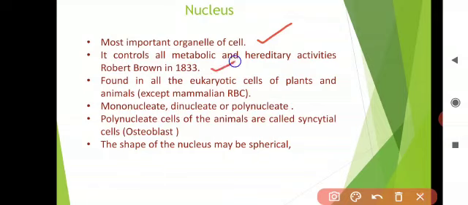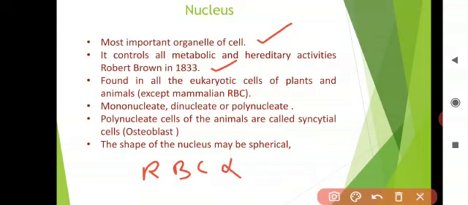It controls all metabolic and hereditary activities of the cell. It was discovered by the scientist Robert Brown in 1833. All cells consist of nucleus except the mammalian RBC. So, in mammalian RBC, nucleus is not present.